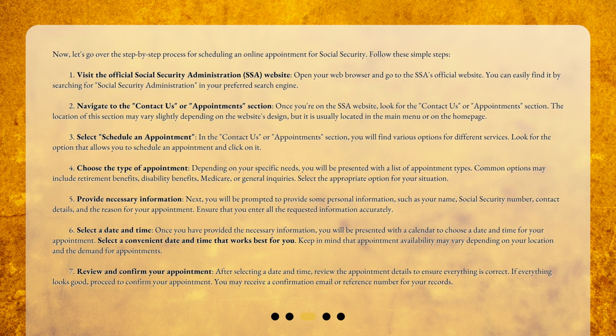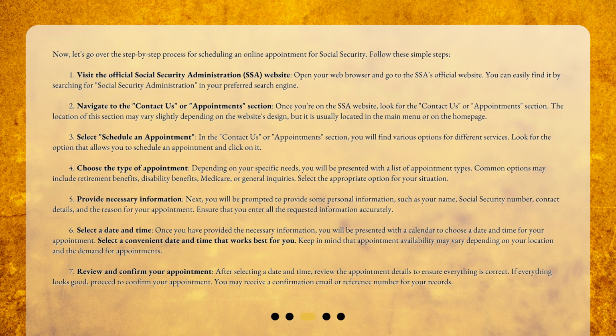2. Navigate to the Contact Us or Appointments section. Once you're on the SSA website, look for the Contact Us or Appointments section. The location of this section may vary slightly depending on the website's design, but it is usually located in the main menu or on the homepage. 3. Select Schedule an Appointment in the Contact Us or Appointments section. You will find various options for different services. Look for the option that allows you to schedule an appointment and click on it.